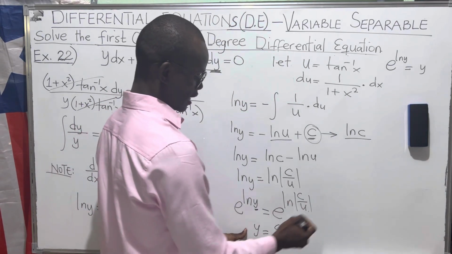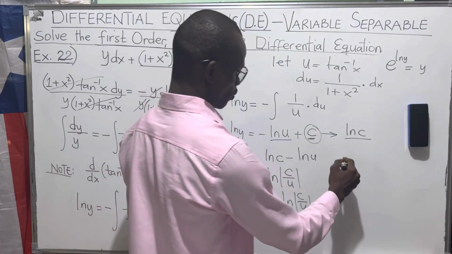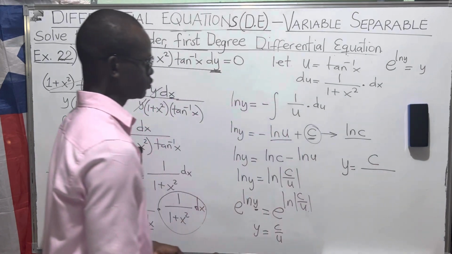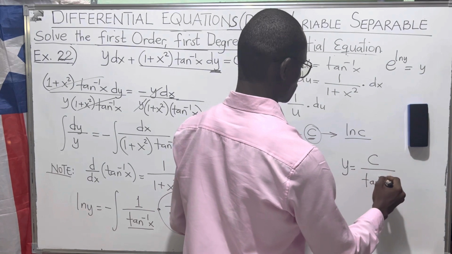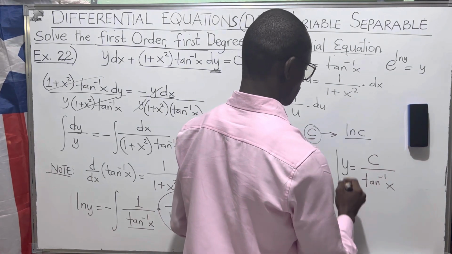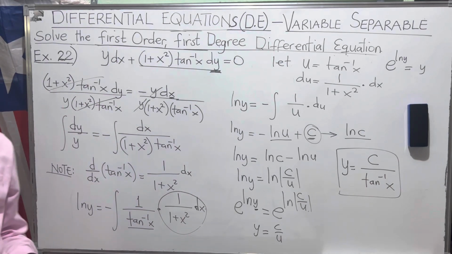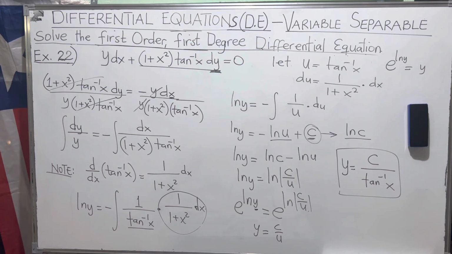So finally, I can have y equals c over u. But what is u? U was just tangent inverse of x. So this is the general solution of the differential equation for the problem given. So that is the general solution.